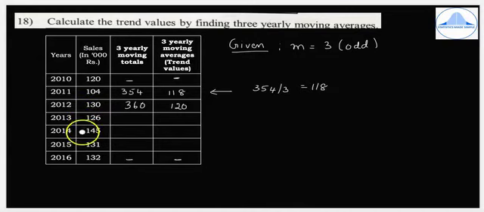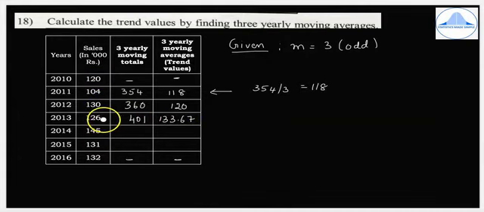So the middle year for these 3 years is 2013. You will get the total as 401. 401, if you divide by 3, you will get 133.67. Similarly, leave out the first 3 values and add the next 3.